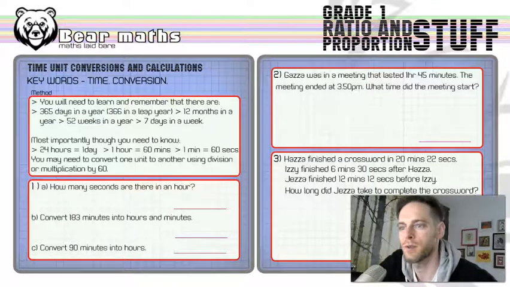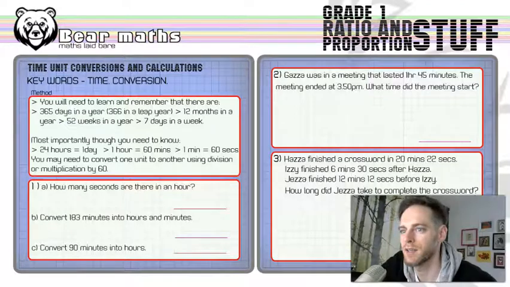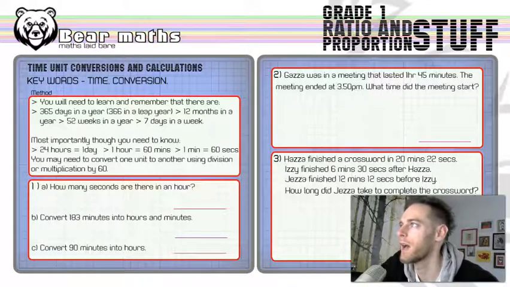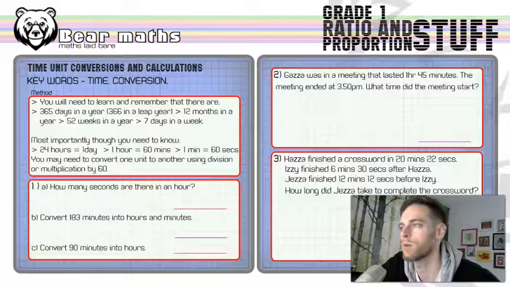So time is something that we live our lives by. It's a concept, isn't it? It's not really something that exists, but it's something that we've invented to make life make sense. And a conversion is when we change from one thing to another. So we can convert time units, and this is what we need to remember about that.